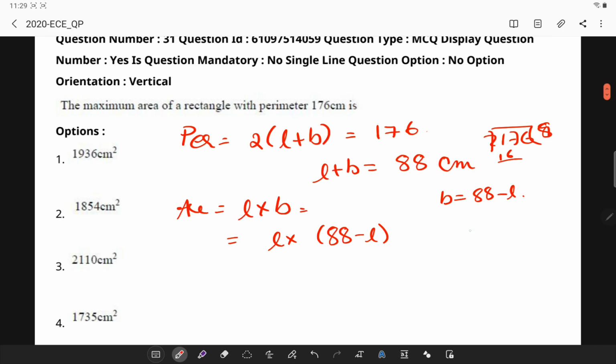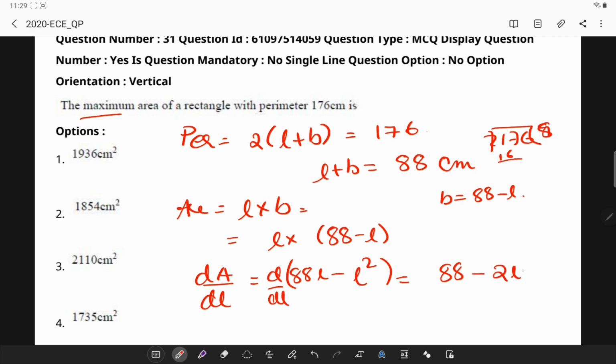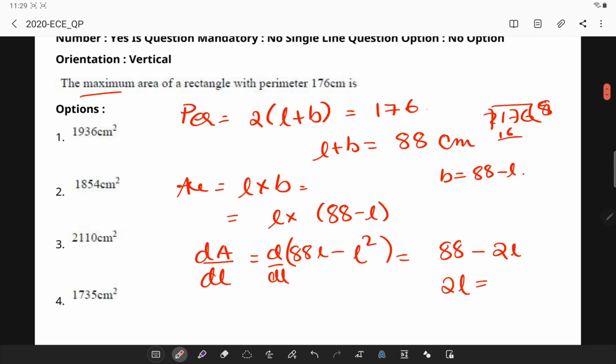So here I am supposed to calculate the maximum area, therefore I will take dA by dL, which is d by dL of 88L minus L square, which is 88 minus 2L. Equating to zero, 2L is equal to 88, or L is equal to 44. Now if I calculate the double derivative of this, d square A by dL square, I will be left with minus 2. So this is negative, therefore this is a maximum value.